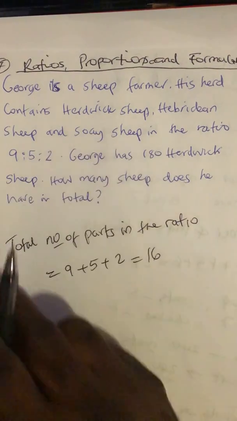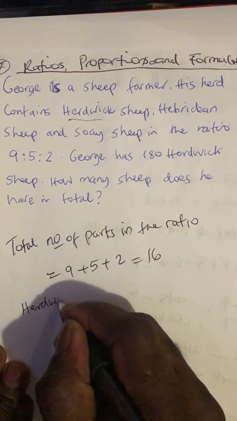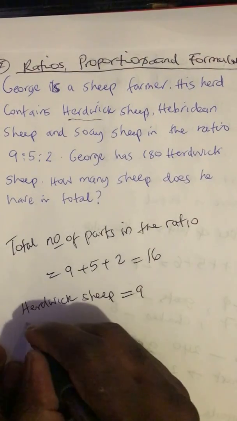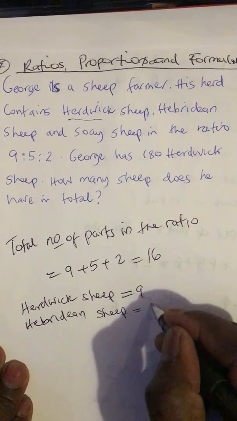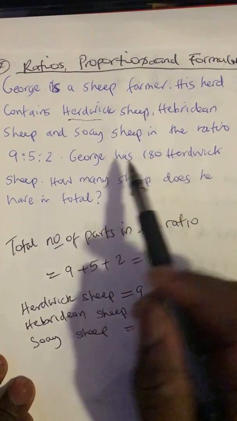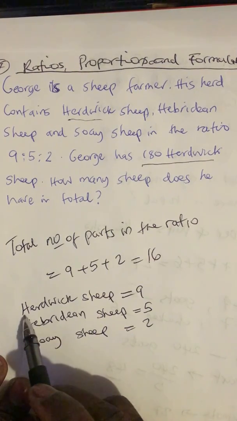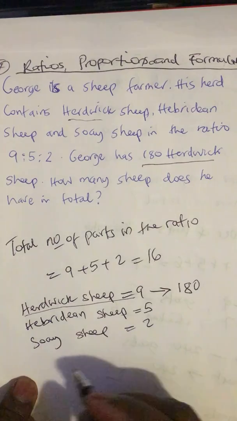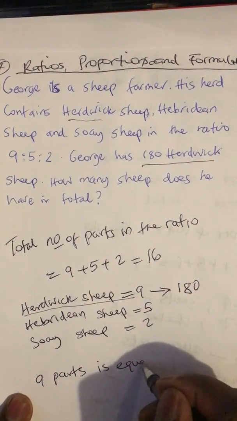So we have the Hedwig sheep as 9, the Hebridean sheep as 5, and the Soay sheep has 2 parts. So we are told that the Hedwig sheep has 180. So the 9 parts is equivalent to 180 sheep.